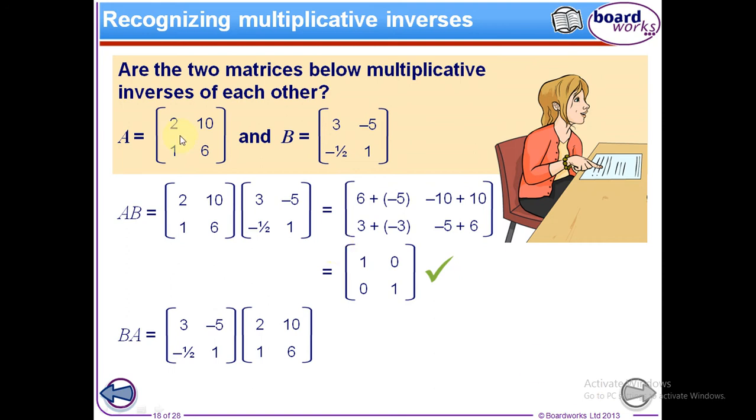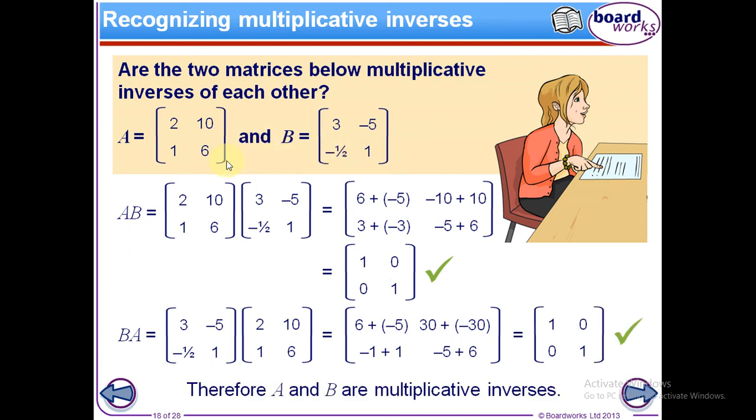So this says that there are two matrices. When you multiply the two matrices, they are said to be multiplicative inverses if your answer is the identity matrix. So when you multiply the product of two matrices, if the answer is the identity matrix, then the two matrices are said to be multiplicative inverses of each other.